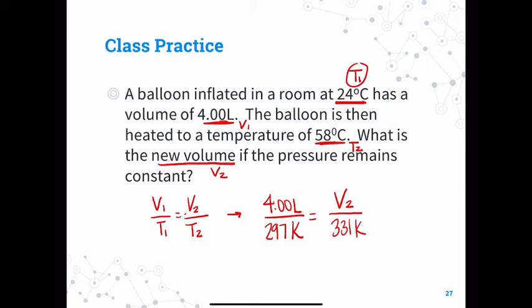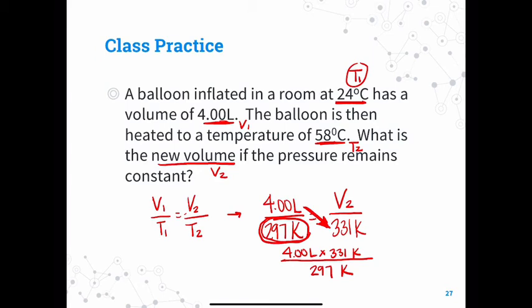All right, now I'm not sure if you're comfortable with the math here, but basically what we're going to do is we're going to cross multiply. So we're going to multiply 4 liters times 331 K, and then we're going to divide it by what's left, which is the 297 K. And that's how you set these up, okay? Cross multiply the two that you have the numbers for. Okay, and then divide by the one that's left over.